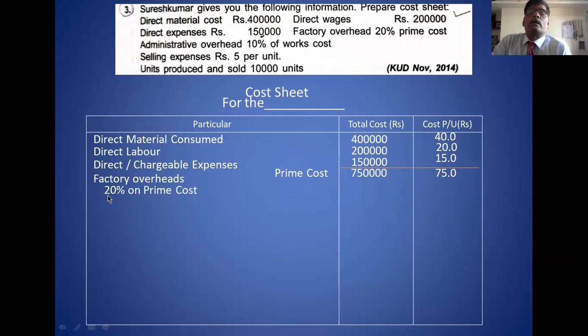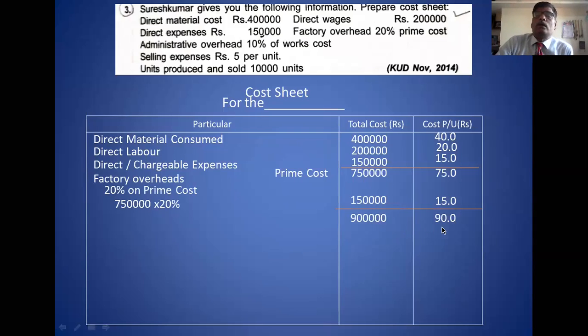Then factory overhead. Factory overhead is 20% on prime cost. You calculate 20% on this 7,50,000. 20% of 7,50,000 is 1,50,000. Divide by 10,000, 15 per unit. Take the total. 9 lakh is the total, 90 per unit in total. This is called factory cost or work cost or production cost.